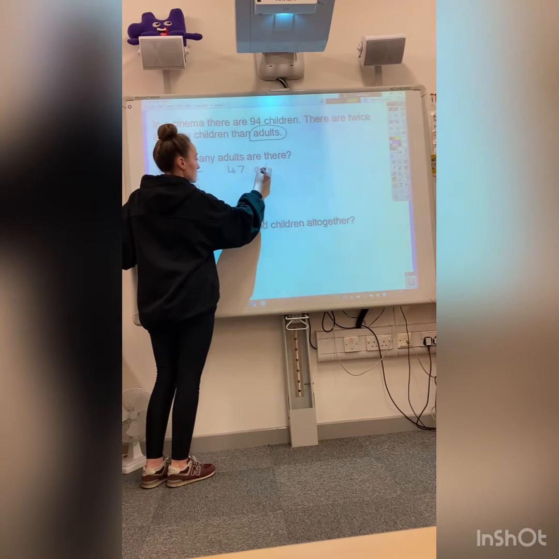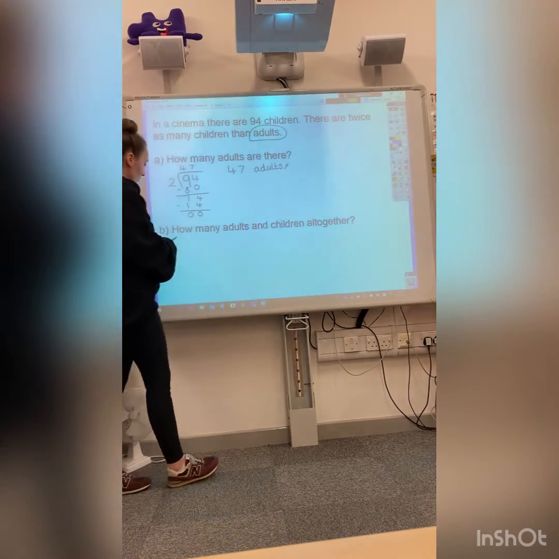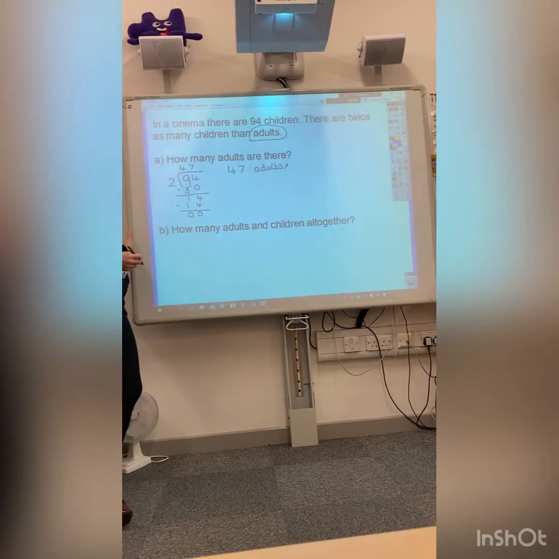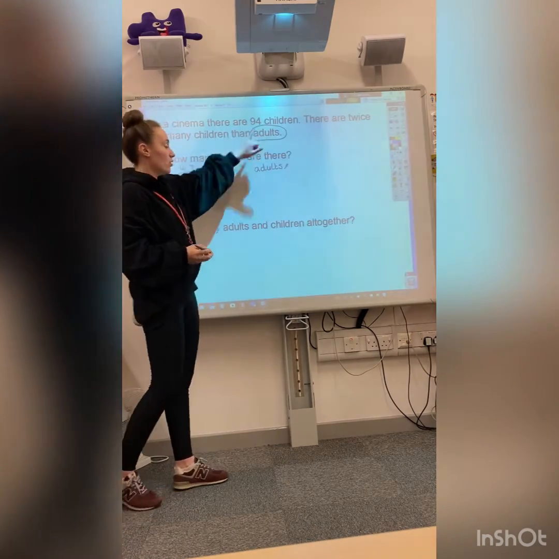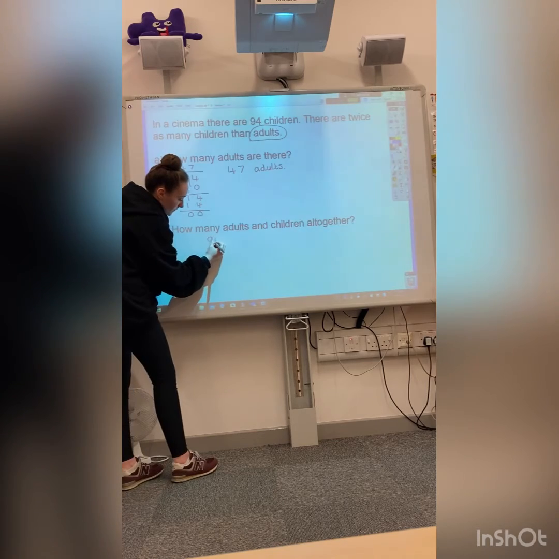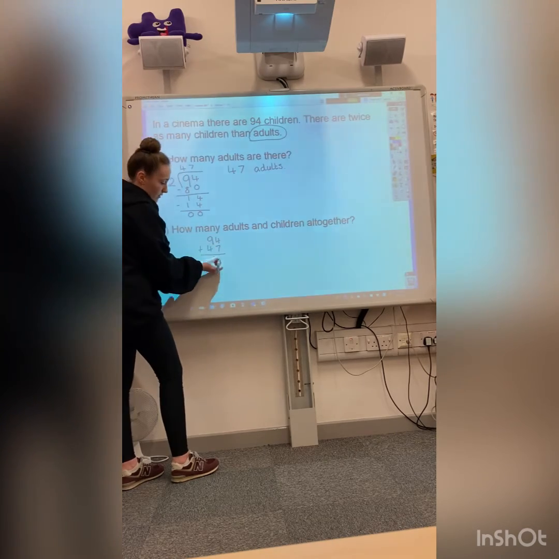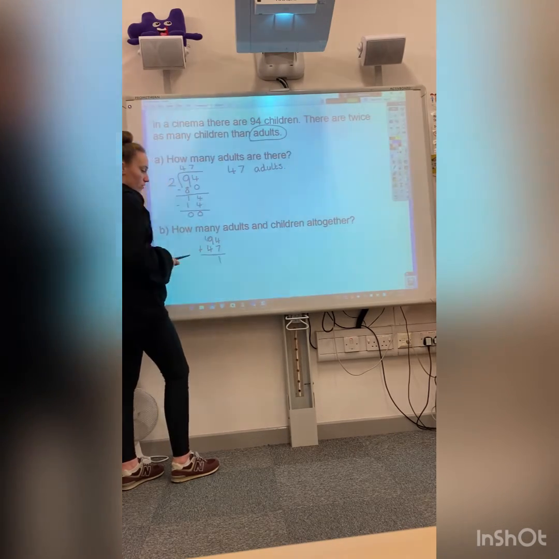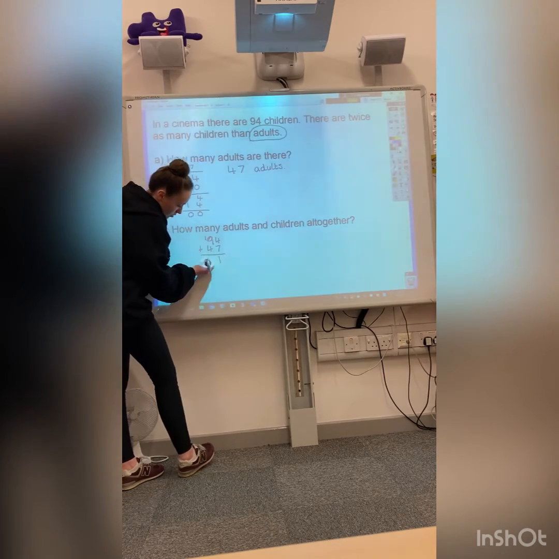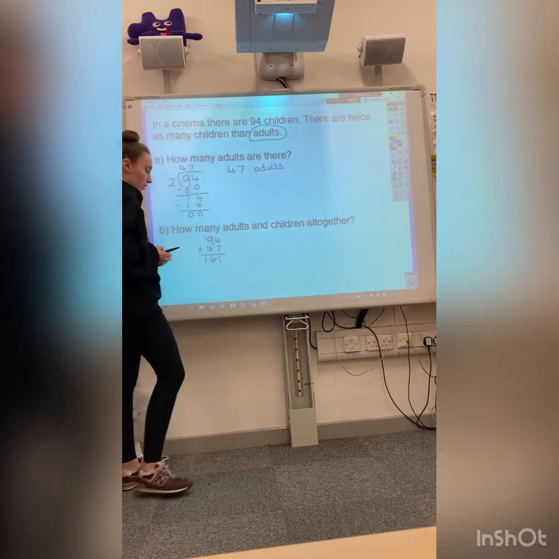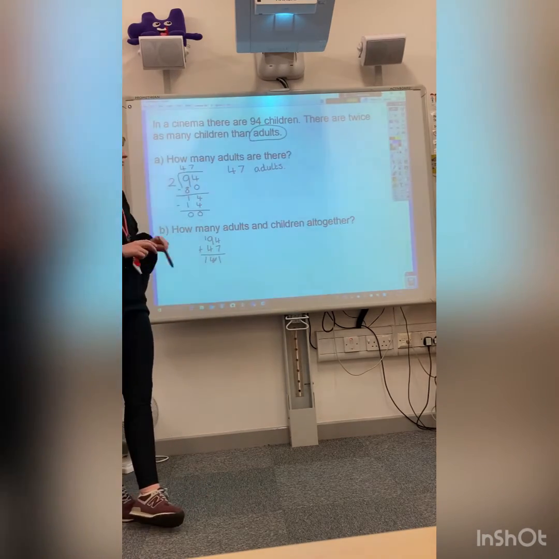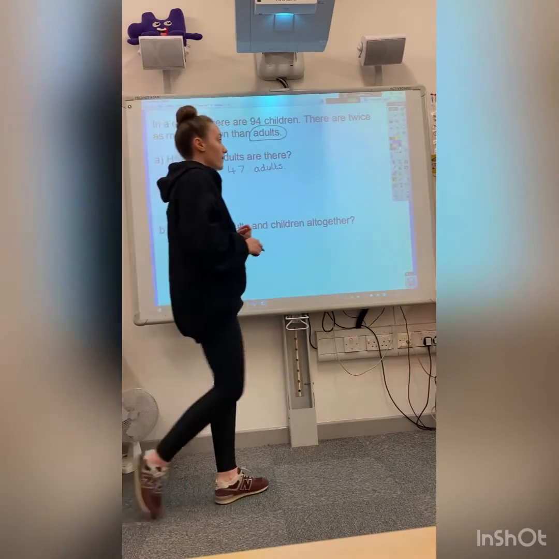And then we've got how many adults and children all together. So now we've got 94 children and 47 adults. So we're going to add those two together using column addition. 4 add 7 is 11. Carry over my 1 ten. 9 tens add 4 tens is 13 tens. Add one more is 14 tens. So there will be 141 children and adults all together. Okay.